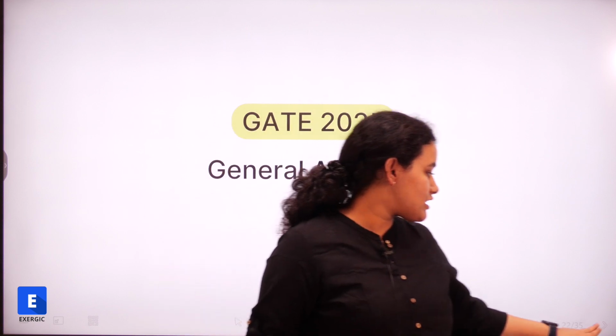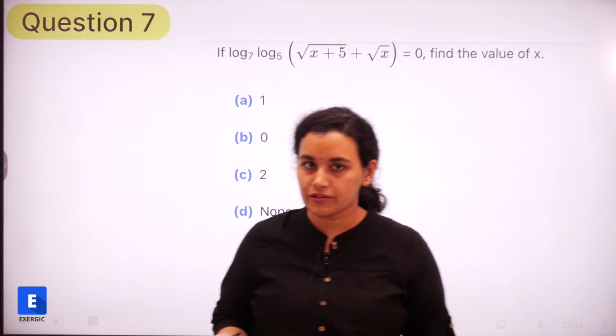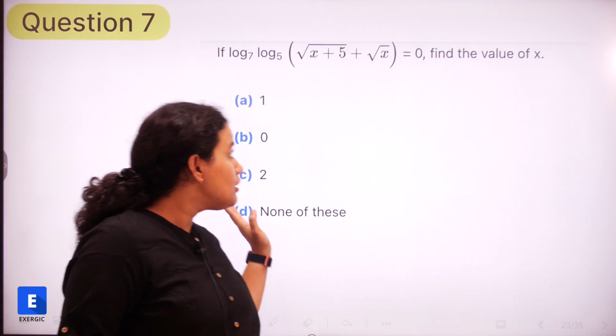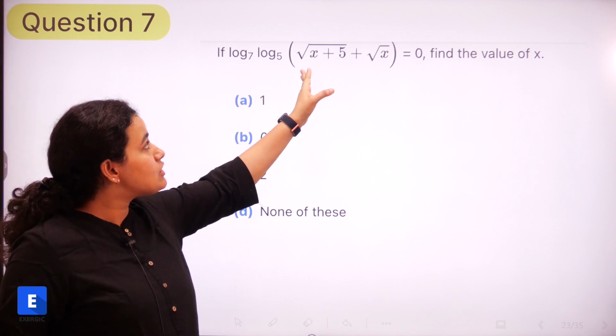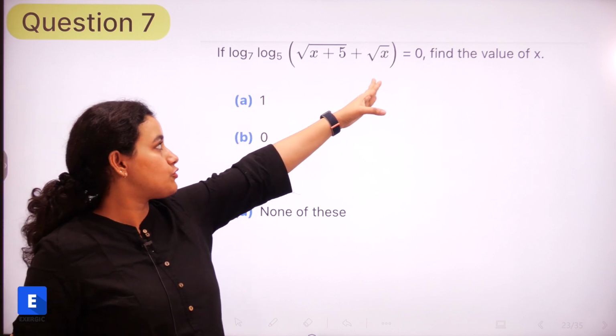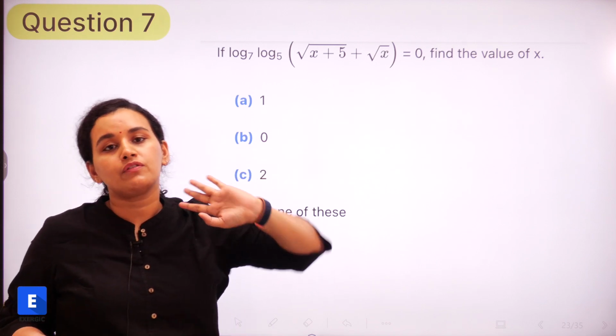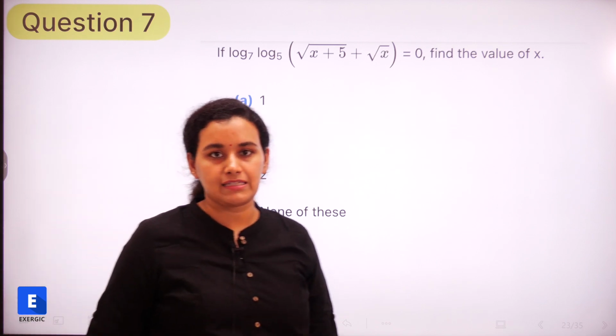Today we are going to be discussing questions from a very important topic for GATE 2025, that is algebra. So the first question is on logarithm. Log with base 7, log with base 5. In brackets we have root of x plus 5 plus root of x is equal to 0. So we want to find out the value of x.